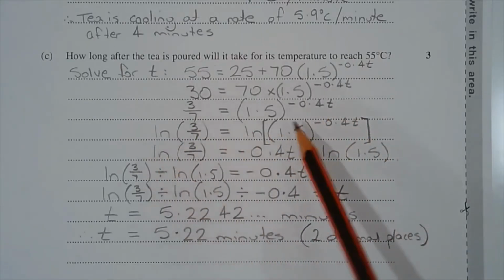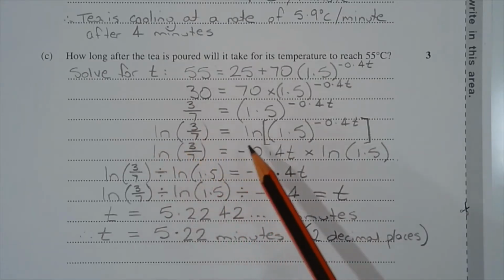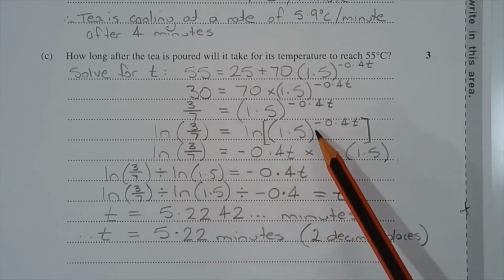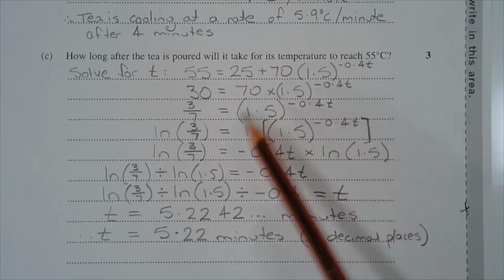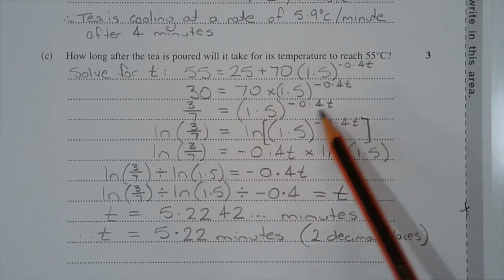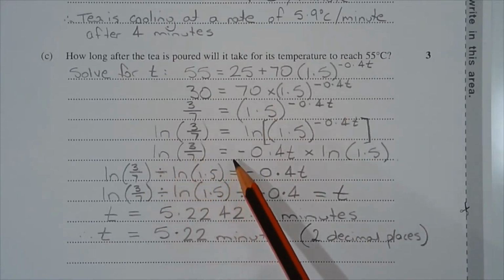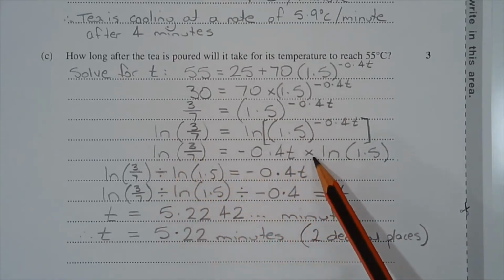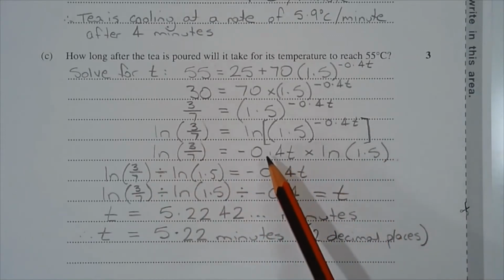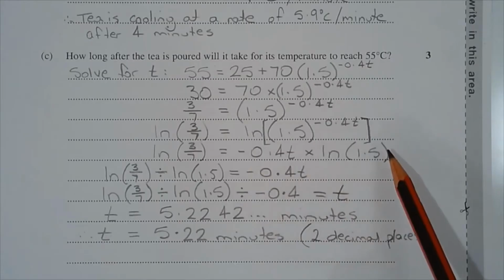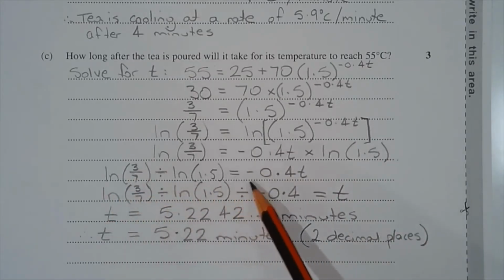Next, take the natural logarithm of both sides. We have ln 3/7 is equal to ln 1.5 to the power of negative 0.4t. Then we apply log law number 3, where the power, or the index, comes out to the front. So we get ln 3/7 is equal to negative 0.4t multiplied by ln 1.5. Next, we divide by ln 1.5. So ln 3/7 divided by ln 1.5 equals negative 0.4t.